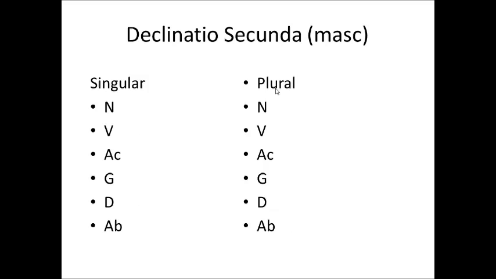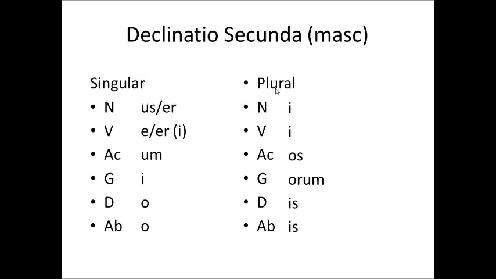Now we're going to move on to the second declension, and we'll do two separate slides. For masculine, we will use puer first. So our nominative can be either us or er. Since we're using puer, it's er. So puer, puer, puerum, pueri, puero, puero, pueri, pueri, pueros, puerorum, pueris, pueris.